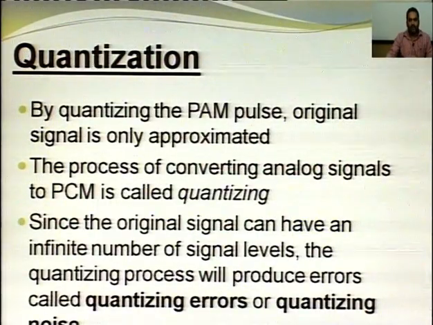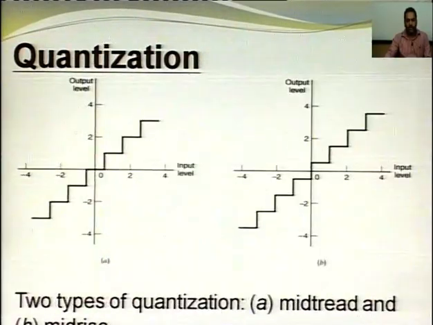So, quantizing, as I told earlier, is the method of converting analog signals to PCM, which means assigning levels. Since the original continuous signal can have an infinite number of signal levels, we cannot allow infinite levels. The difference between these two is called quantizing error or quantizing noise.